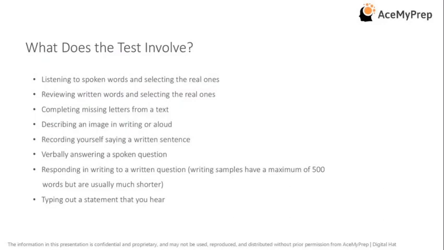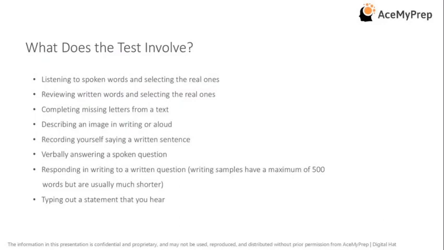The second is reviewing written words and selecting the real ones. In this section, you will see some words on your screen, and you have to select the ones which seem to be correct to you. You can check the spellings, or check whether it is a real word or not.